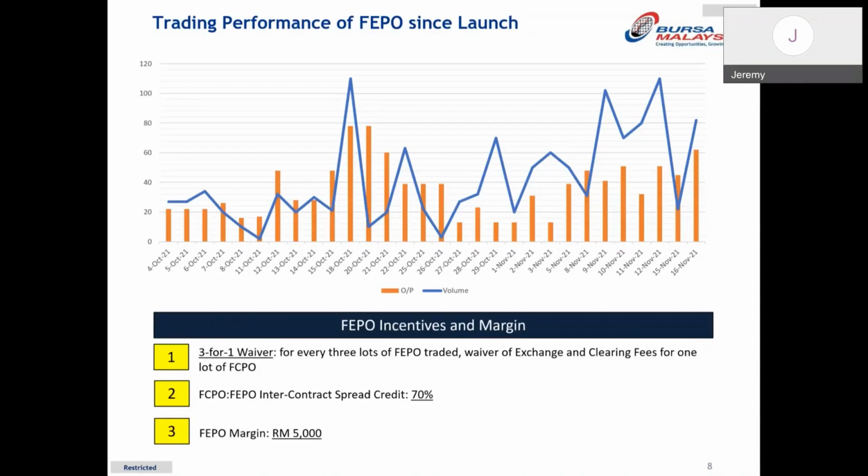Again, the FEPO margin is slightly cheaper, or rather the amount is smaller, compared to FCPO. So FCPO is 6,000 and FEPO itself is actually 5,000. Okay.